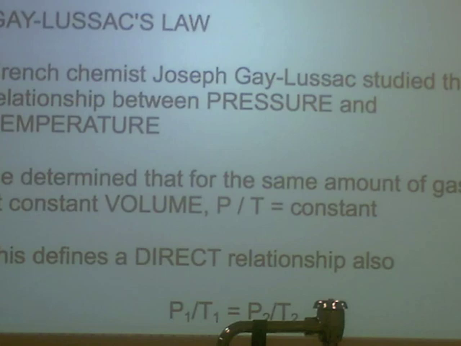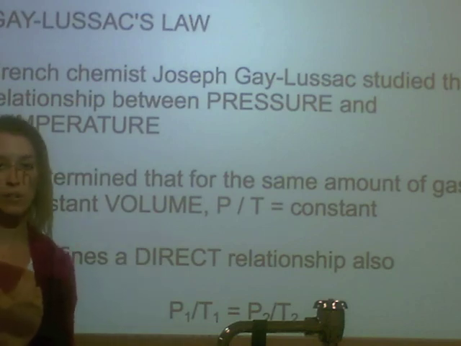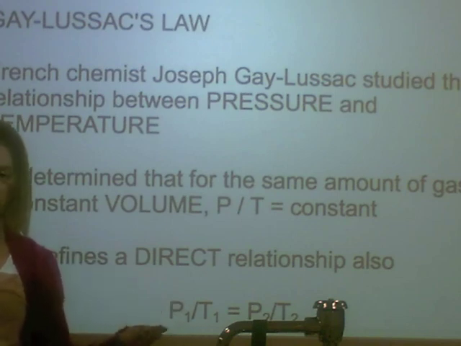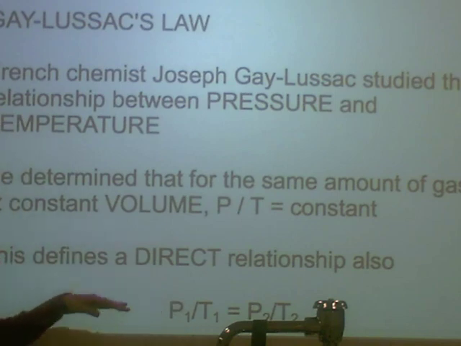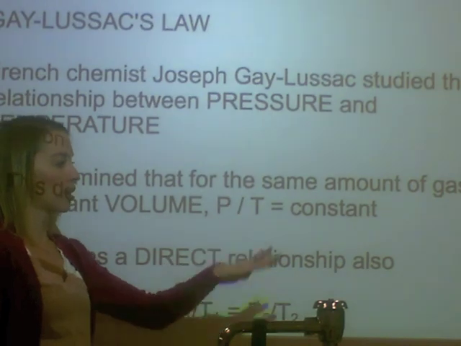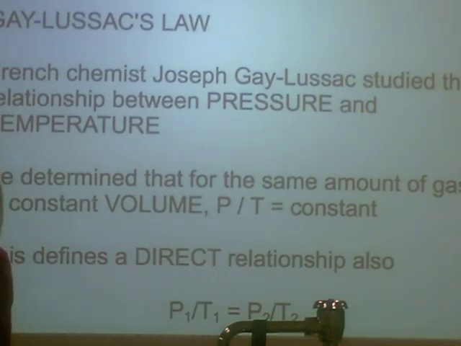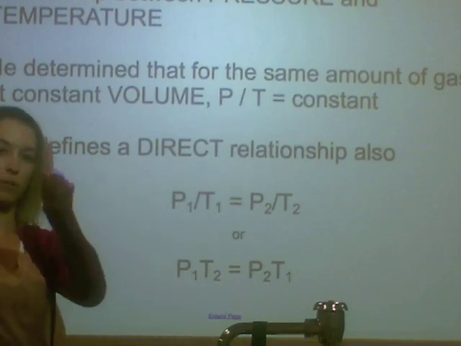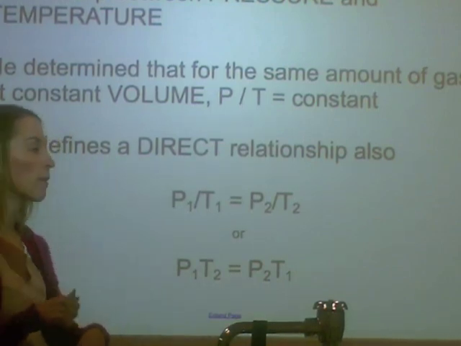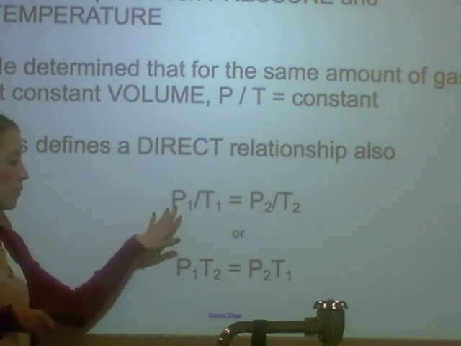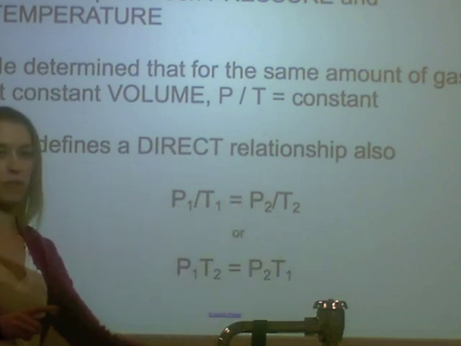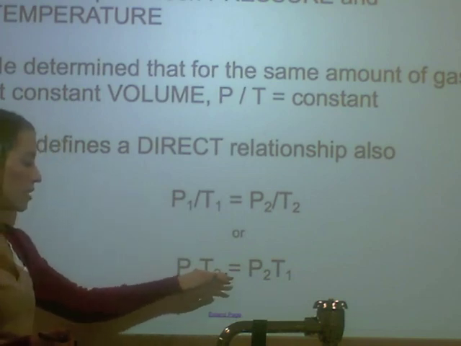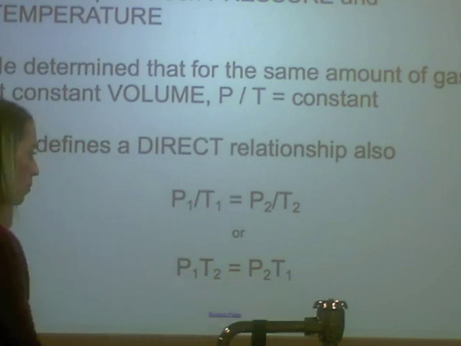Our final law is Gay-Lussac's law. Gay-Lussac discovered the relationship between pressure and temperature. He saw that at constant volume, pressure divided by the temperature will give us a constant. Again, this also defines a direct relationship. As one goes up, the other goes up, or as one goes down, the other goes down. It gives us the equation P1 over T1 equals P2 over T2. Or again, I can rearrange it: P1 times T2 equals P2 times T1.